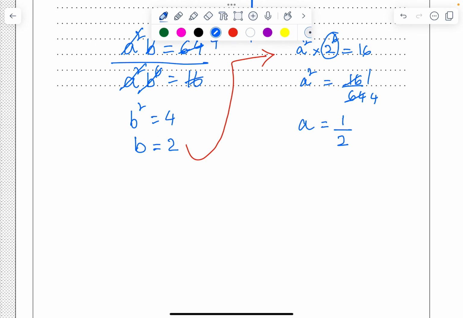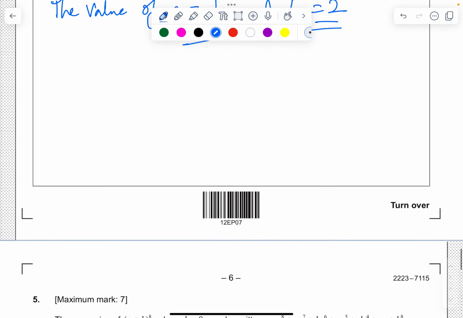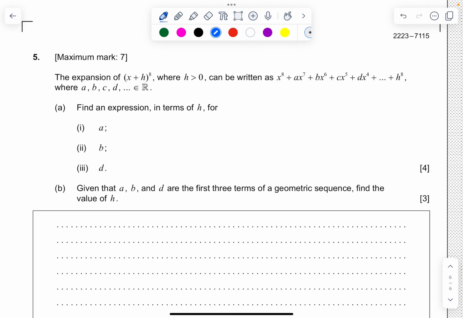So once we get the values of a and b, I will write them down. The value of a is equal to 1 over 2 and b is equal to 2. So these are our final answers. So the last question in this worksheet, this is the last question.